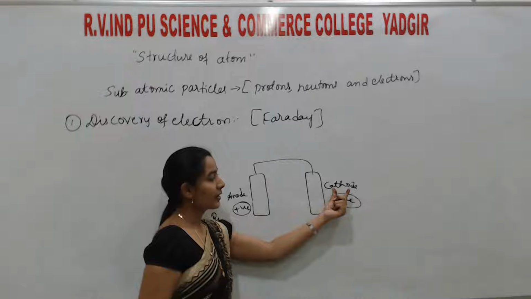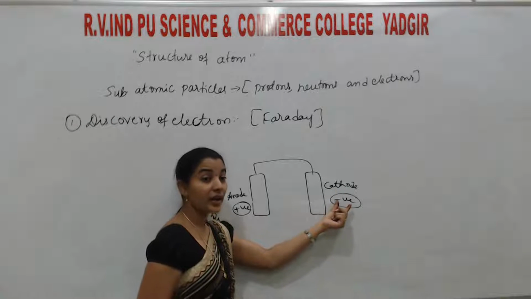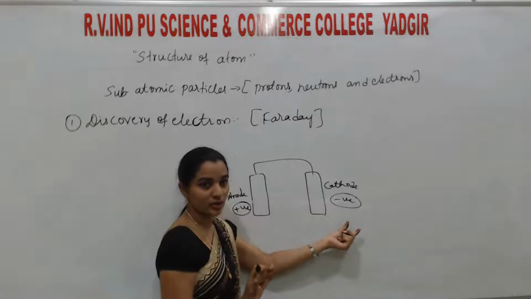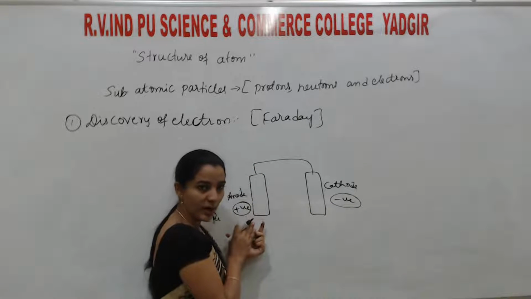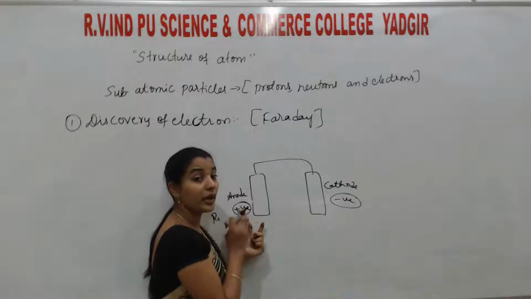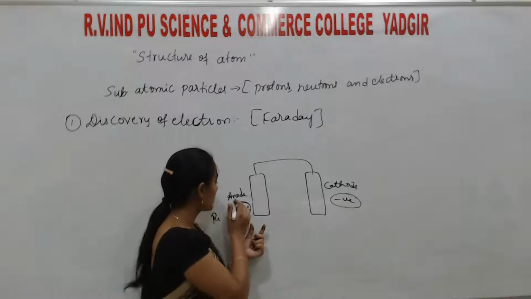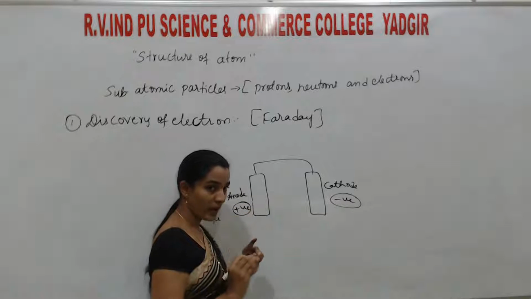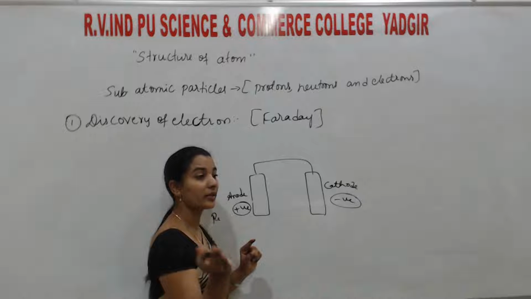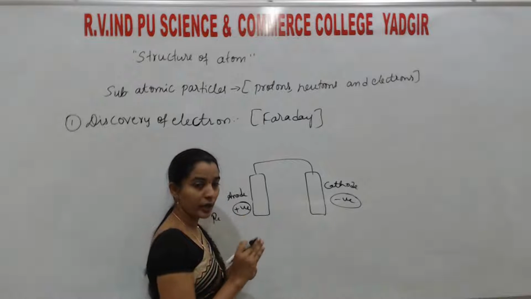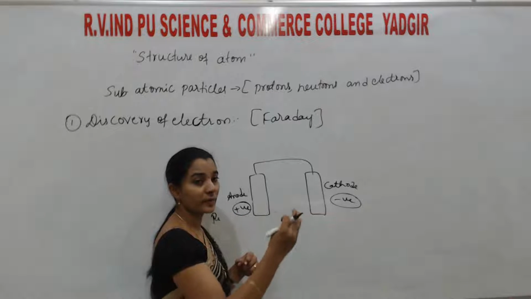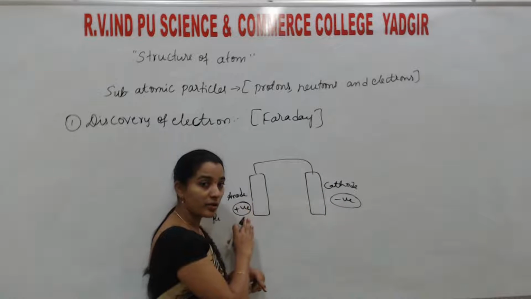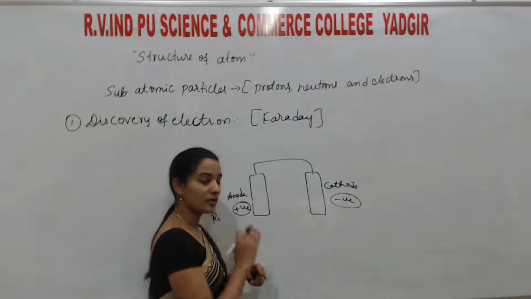Cathode charge is negative, it attracts cations, that's why it is called cathode. Cation means positive in charge. Anode charge is positive, it attracts negative ions, that's why it is called anode. Anion negative, anode positive. Cation positive, cathode negative, just opposite. Electrodes are opposite in charge with respect to the ions.